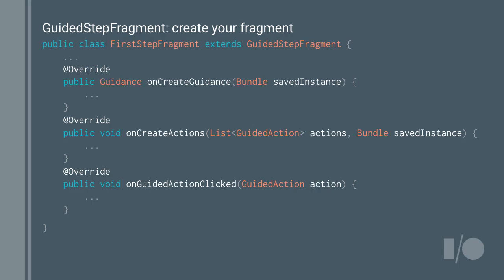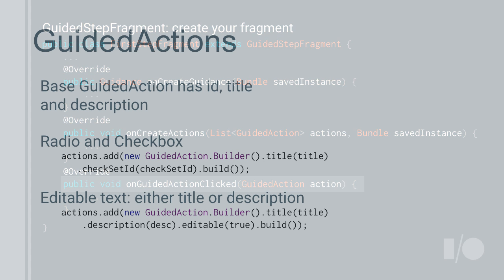So to create your GuidedStepFragment, you extend from the base class GuidedStepFragment and override these three methods. First, you provide guidance, which is the read-only area to the left. Second, you provide a list of guided actions for the user. And then you respond to user actions and do something for your app.